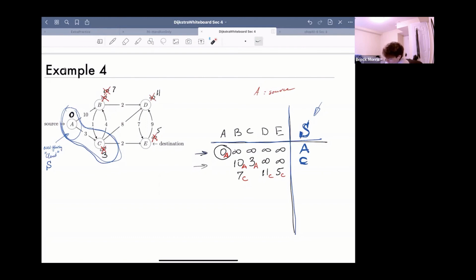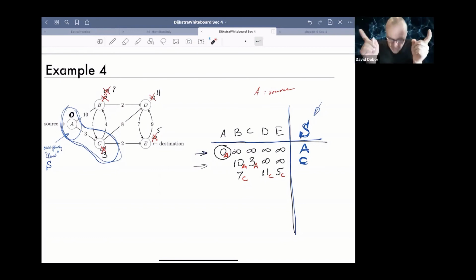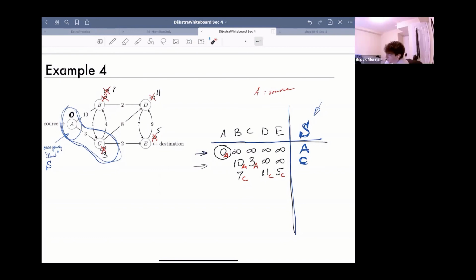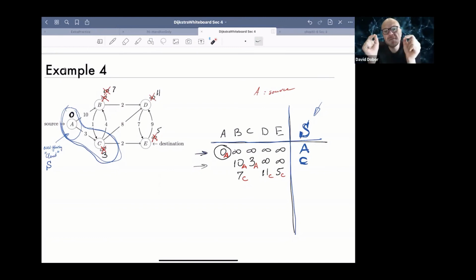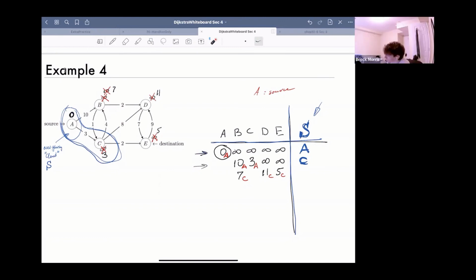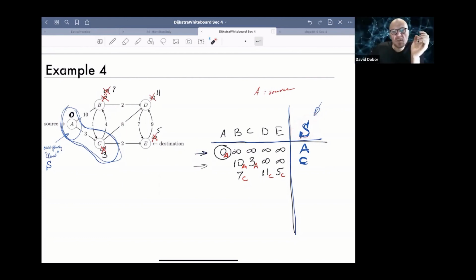Like you don't want us to put anything there at all, just to show it. C, no. Because C can't go back to A. So yeah, that's a good point. C cannot go back to A. Once you've put the vertex on S, on the special set S, you're done with those vertices. You're never going to be reconsidering them again.